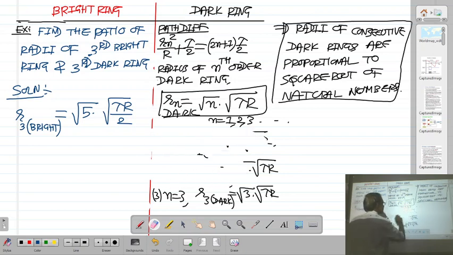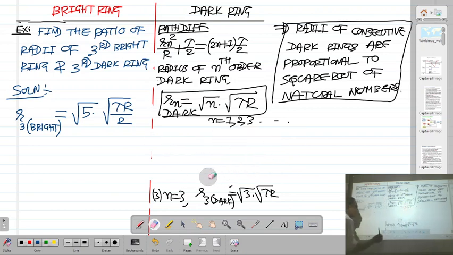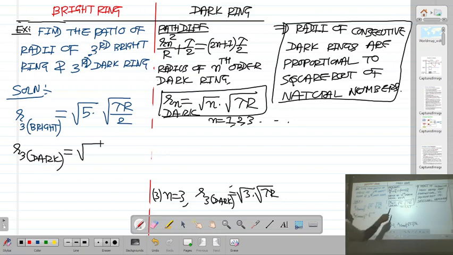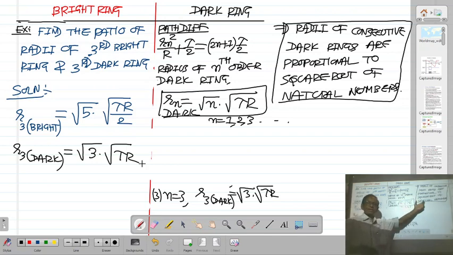So the radius of the third dark ring is √3 √λ. The radius of the third bright ring is √(2n minus 1), that is 2 into 3, 6 minus 1, √5 √λ/2. And the radius of the third dark ring is √3 √λ.